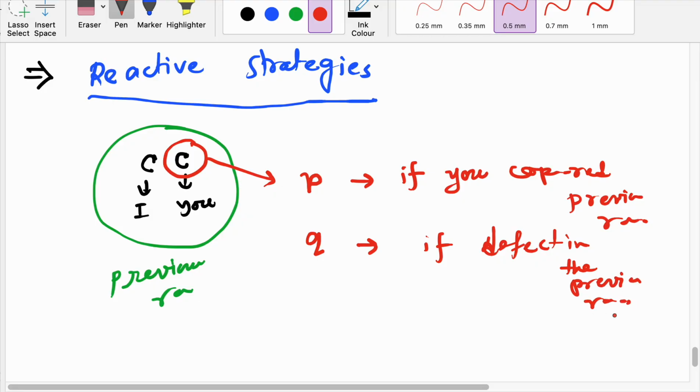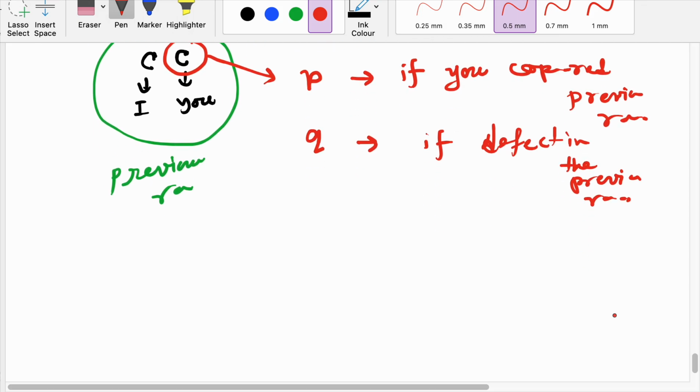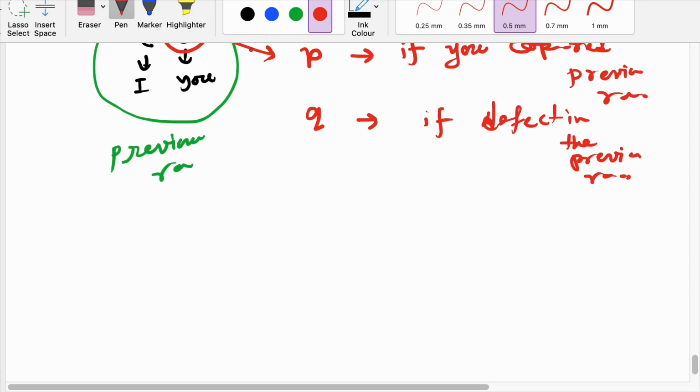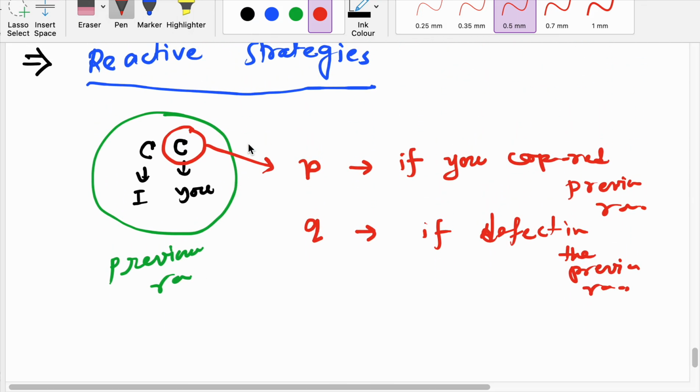This is called the reactive strategy. I am reacting to your strategy stochastically. So is the strategy clear? In the strategy, P means that if the other party cooperates, then with probability P I will cooperate. And if the other party defects, with probability Q I will cooperate. The other probabilities are the reverse. So this is not tit for tat, because tit for tat is a deterministic strategy.